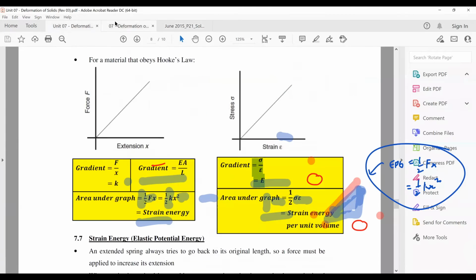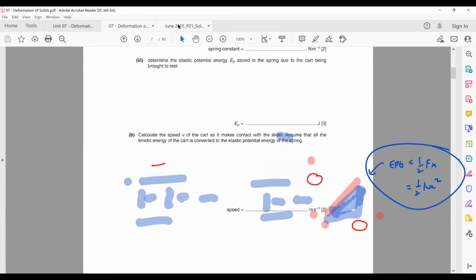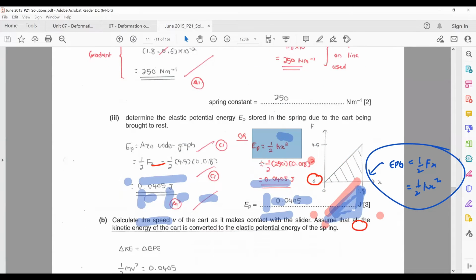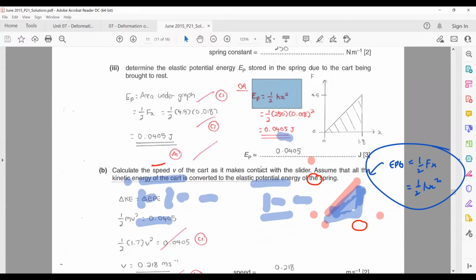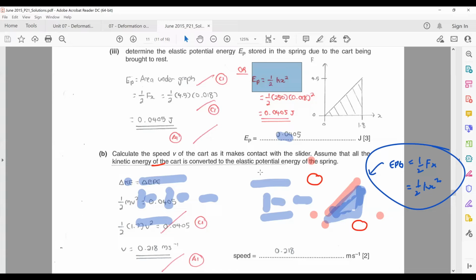Okay. Then I go all the way. Right, so this part is okay. Again, 0.0405 joules. Okay, then the next one: calculate the speed of the cart as it makes contact with the slider. Assume that all the kinetic energy of the cart is converted to elastic potential energy of the spring.